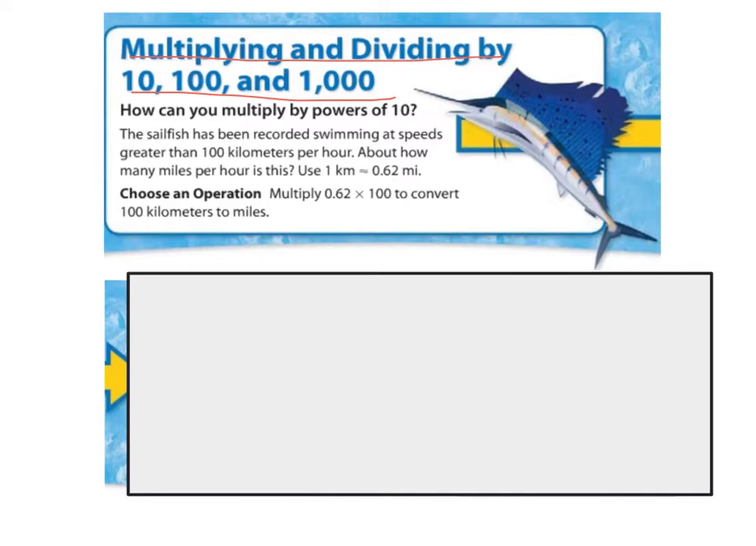Okay, I want to circle. Here's my question that really matters to me. How many miles per hour is this? Use 1 kilometer is about equal, this means about equal, a squiggly equal sign, 62 hundredths of a mile. Choose an operation. Multiply 62 hundredths by 100 to convert 100 kilometers to miles.